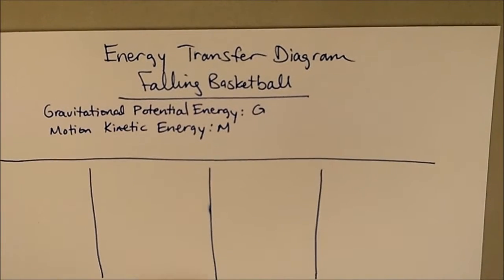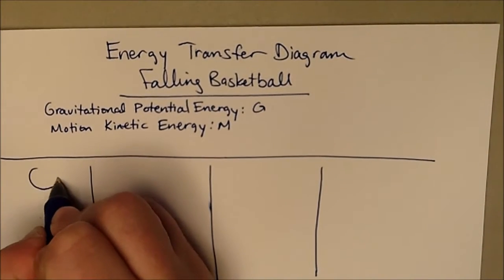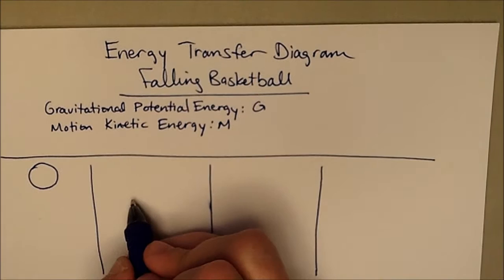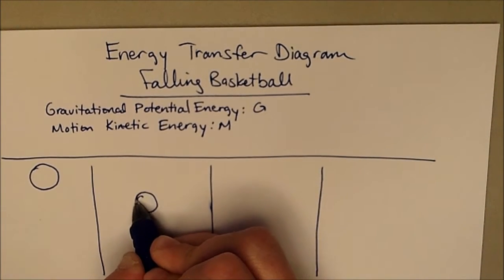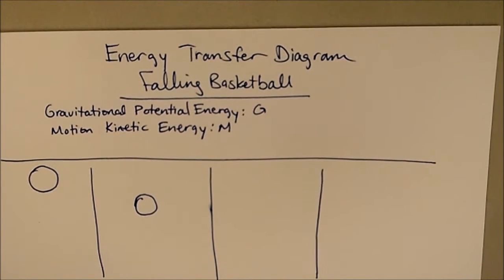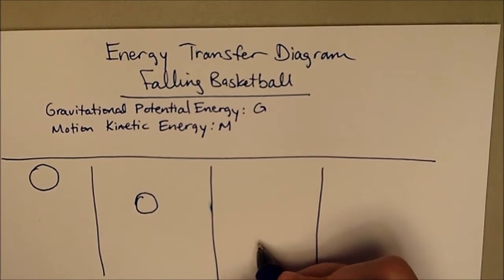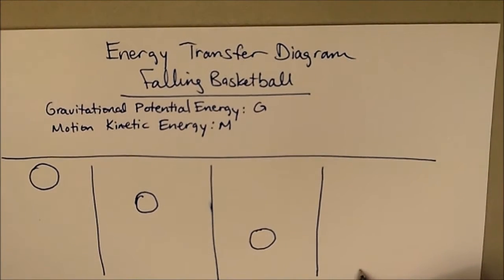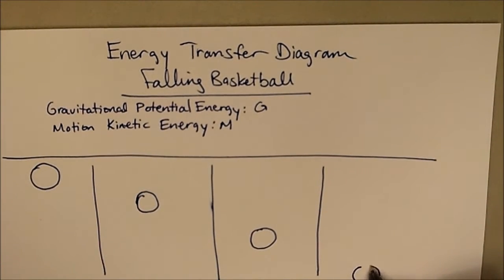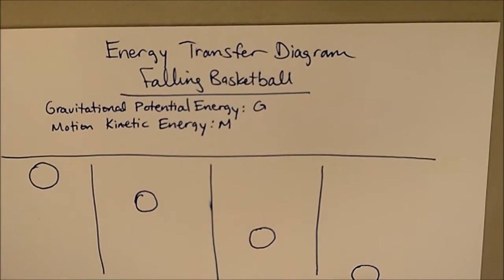So our basketball starts at a certain height, starts at the top, then goes about a third of the way down, then goes another third of the way down until it then just gets to right before it hits the ground.